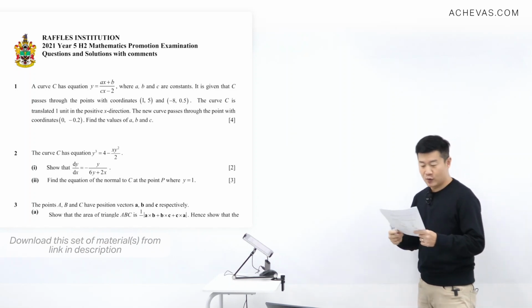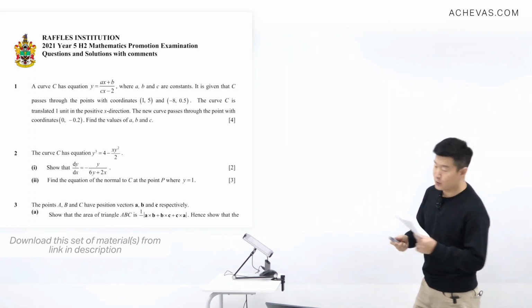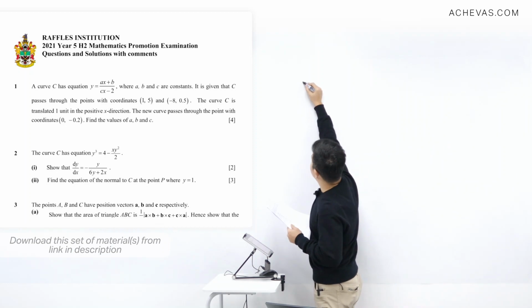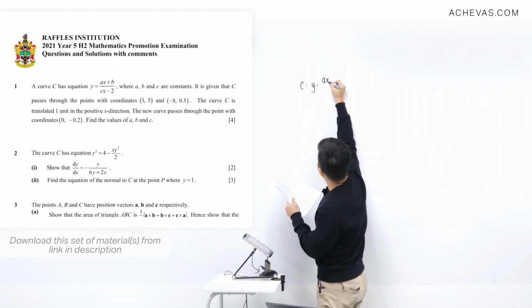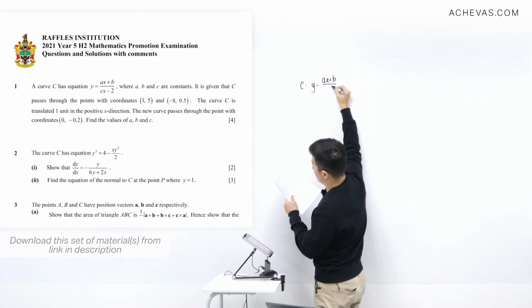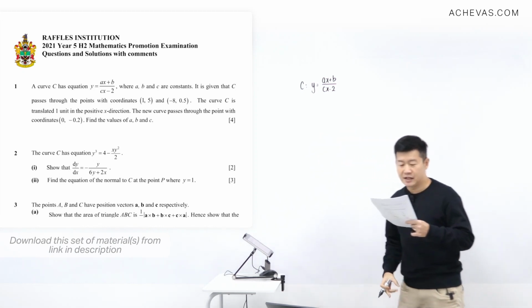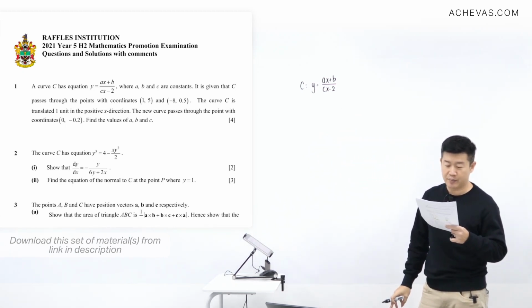Question number 1, we have a system of linear equations question where curve C is given to us with the equation y is equal to (ax plus b) over (cx minus 2). We are given that curve C passes through the points with coordinates (1, 5) and (negative 8, 0.5).